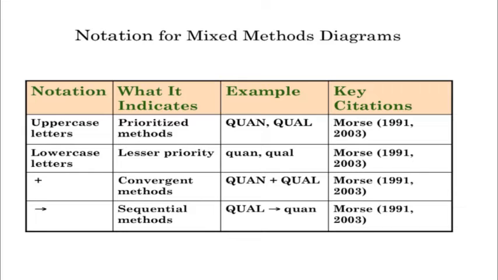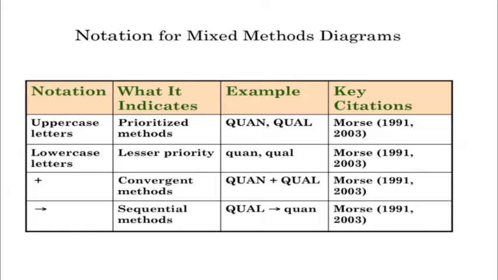First of all, uppercase letters indicate priority given either quantitative or qualitative, whereas lowercase letters often indicate lesser priority. You can use a plus to indicate when two databases converge. And probably most importantly is the use of an arrow to indicate sequence in a design.